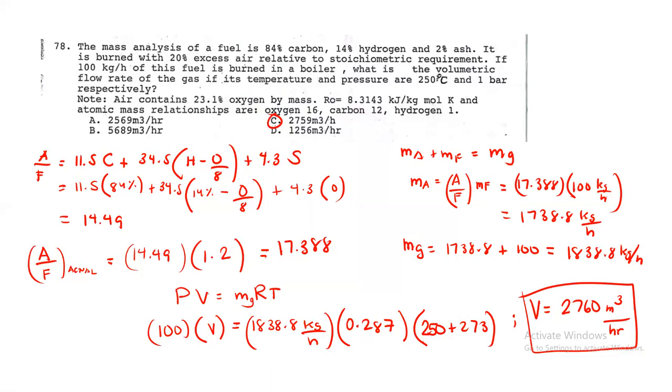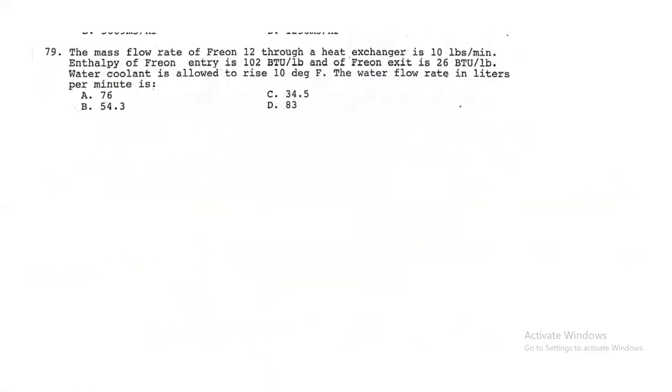The next, 79. The mass flow rate of Freon 12 through a heat exchanger is 10 pounds per minute. Enthalpy of Freon entry is 102 and of Freon exit is 26. Water coolant is allowed to rise 10 degree Fahrenheit. So the water flow rate in liters per minute is, so paano itong 79 guys? So hinahanap natin yung volume flow rate in liters per minute ng cooling water.